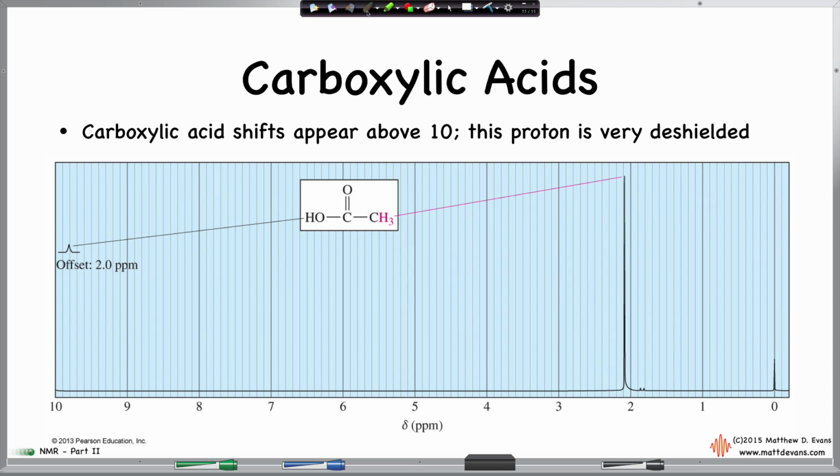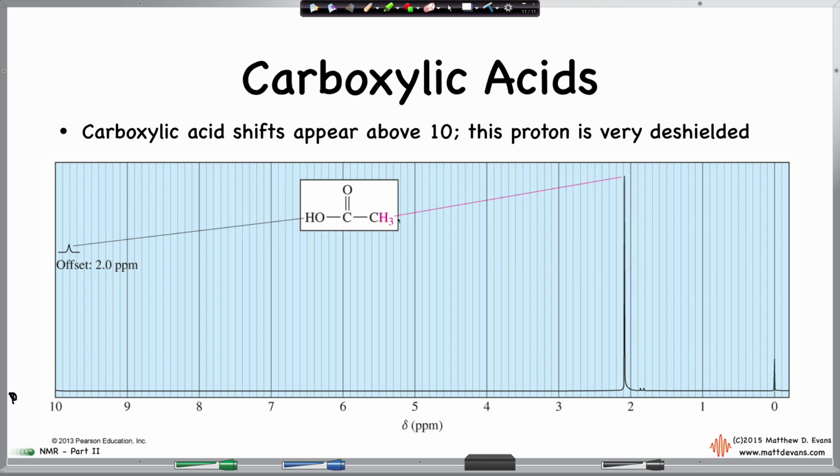Here, I'll just sketch it in for you. How about that? It's over here. It's actually off screen, okay? All right, so very strong deshielding effect for carboxylic acids, and that's why they're always distinctive in the NMR spectrum as well. You can really spot those. Nothing else appears above 10 except for carboxylic acids.